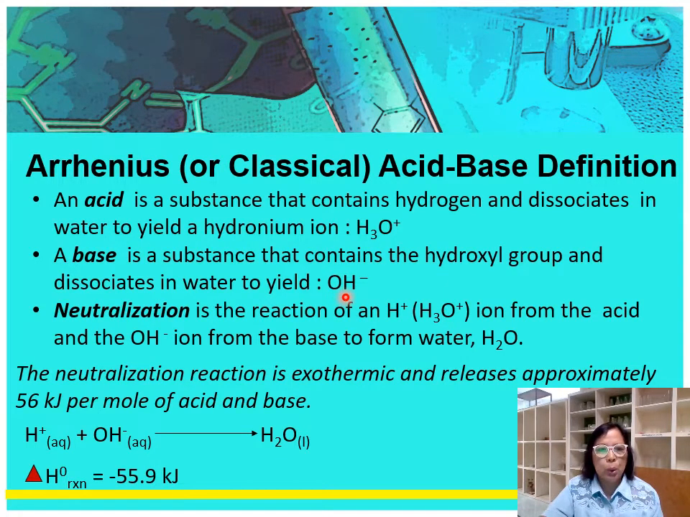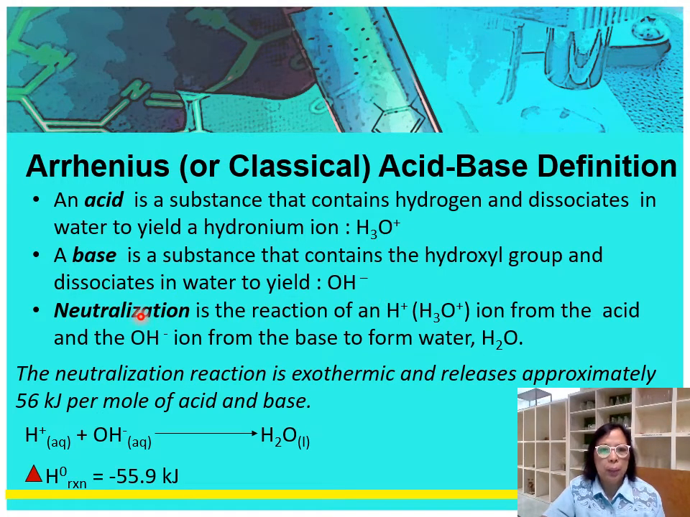So two distinct. The first one is that acid contains hydrogen, the other one contains hydroxyl. And upon dissociation in water, the acid produces H plus or hydronium ion, whereas in the case of base, the OH negative will be yielded.